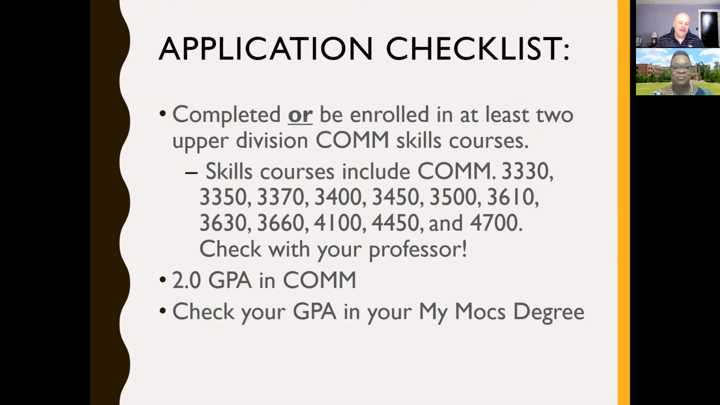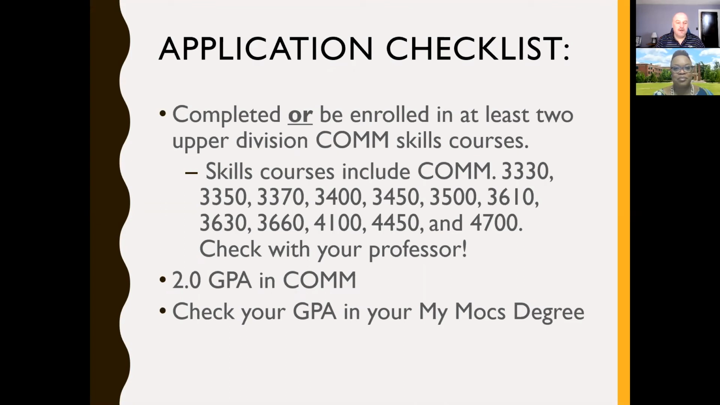Okay, in addition to that, you're going to need to have at least 2 upper division comm skills courses, and those include Comm 3330, 3350, 3370, 3400, 3450, 3500, 3610, 3630, 3660, 4100, 4450, and 4700. You have to have 2 of those. So check with your professor, check with your advisor, make sure that you have those courses.